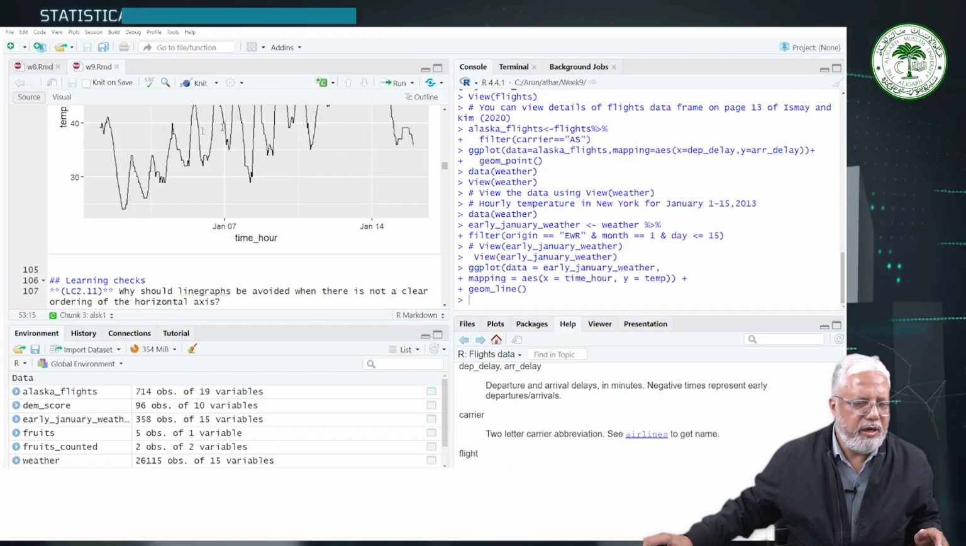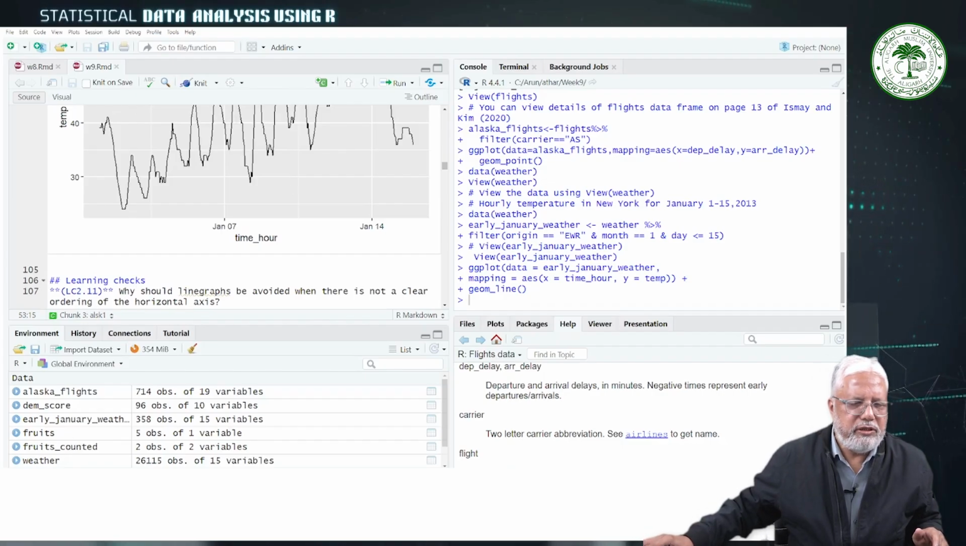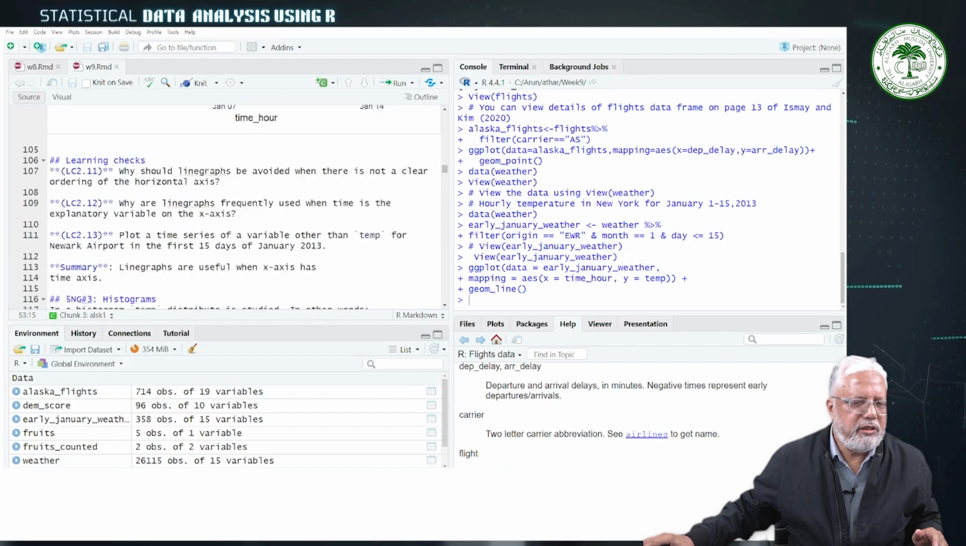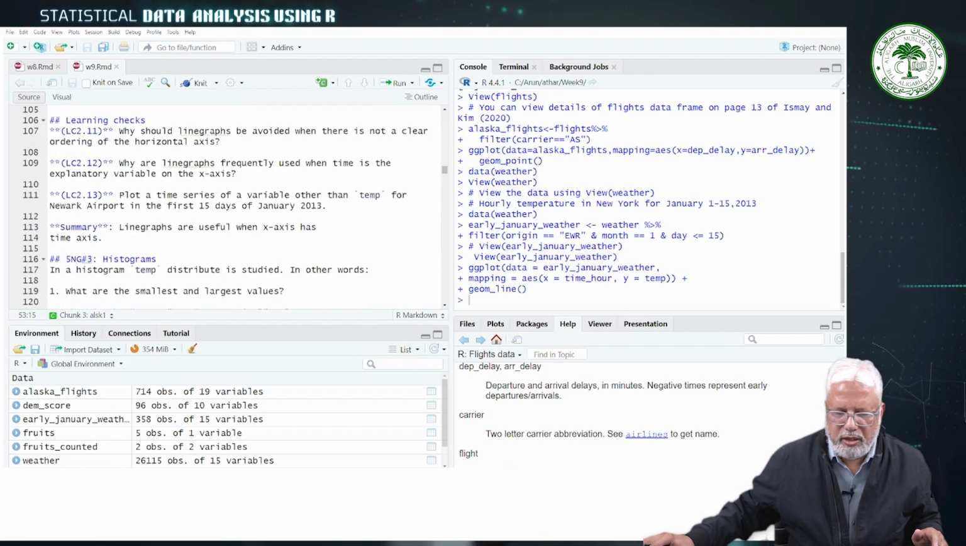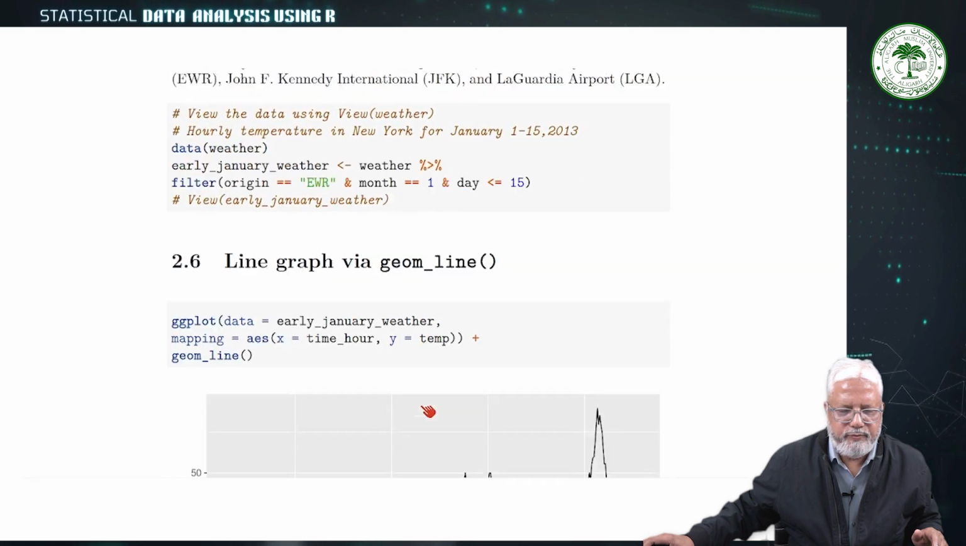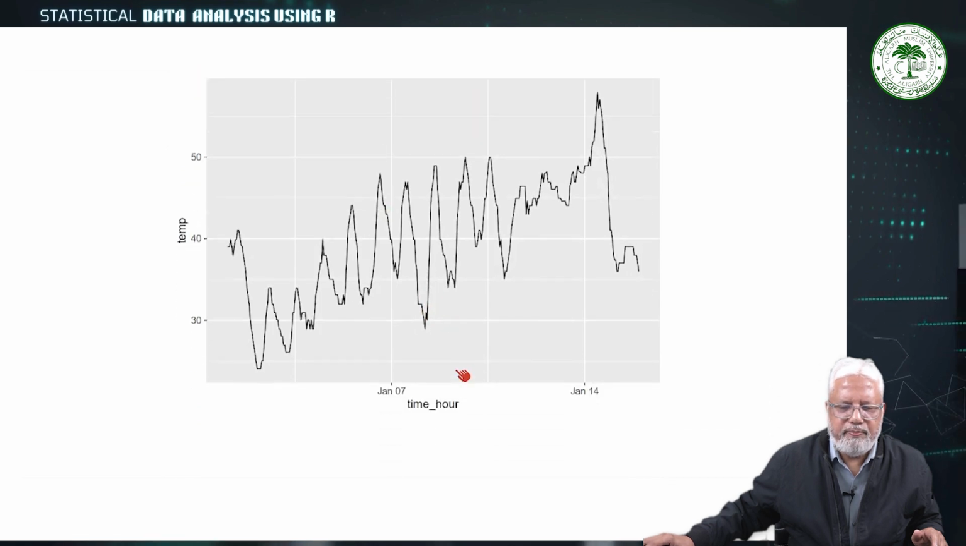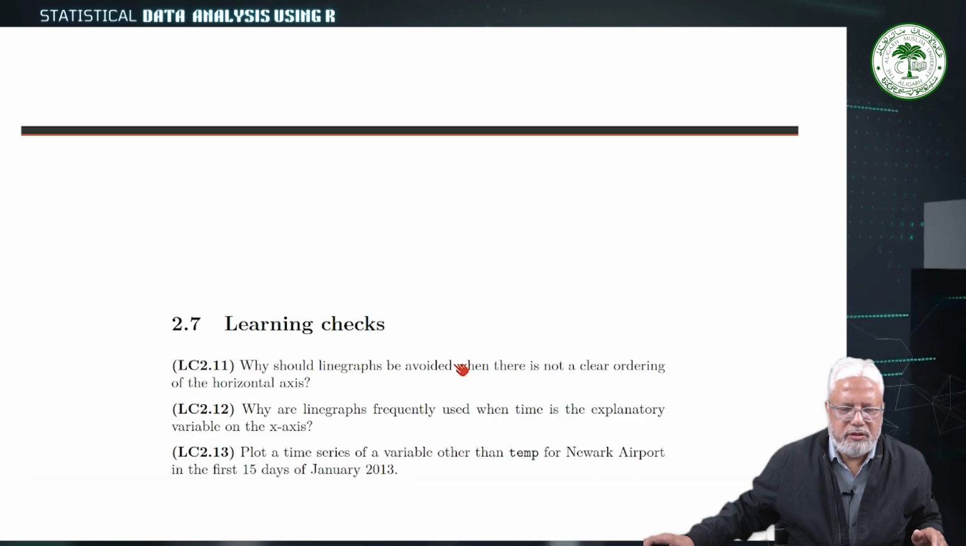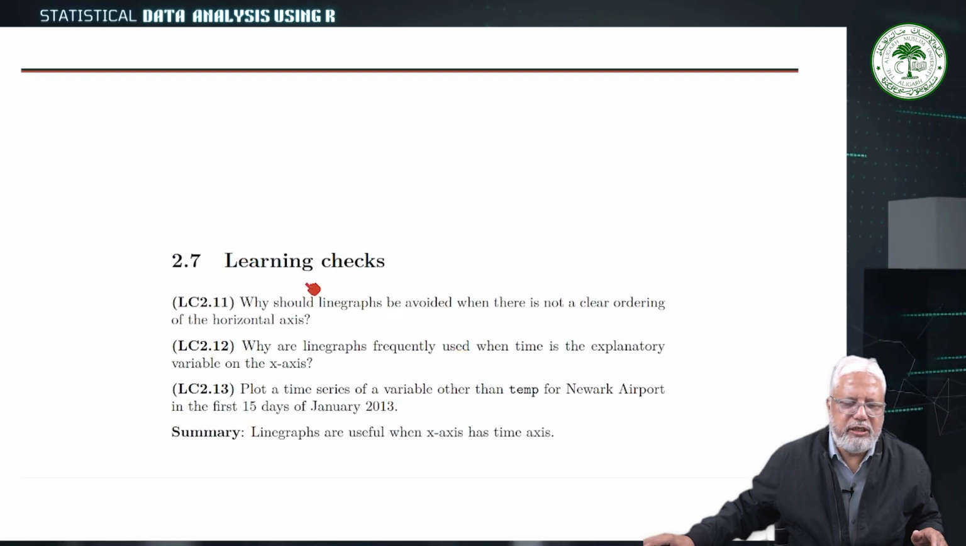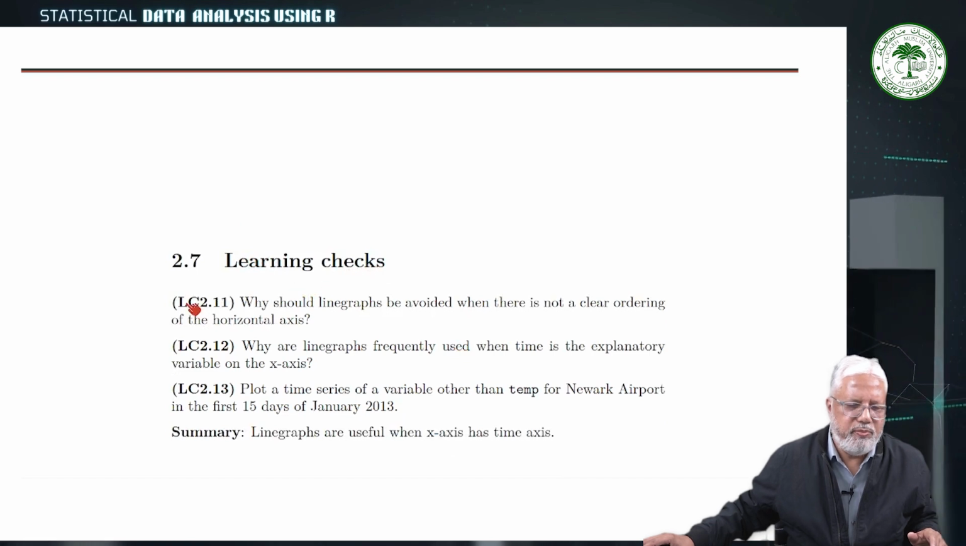Now, I shall talk about learning checks. Learning checks are there. We can read it from here, the PDF. For geom_line, I have already given the commands and plotted the results, and these are the learning checks. Learning checks are there in the book of Kim and Ismay.